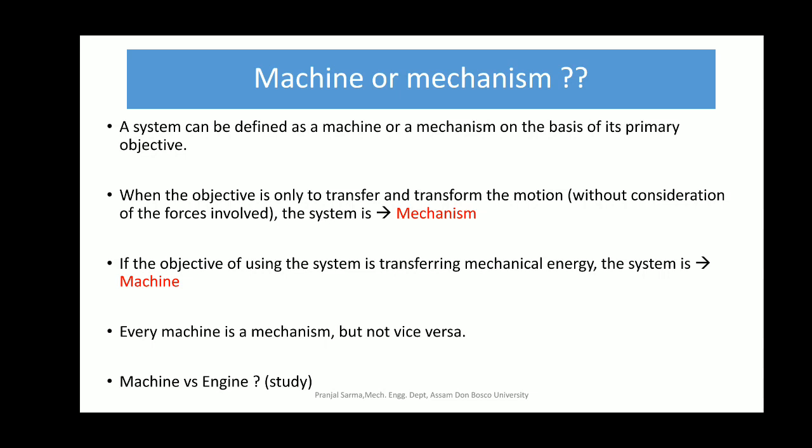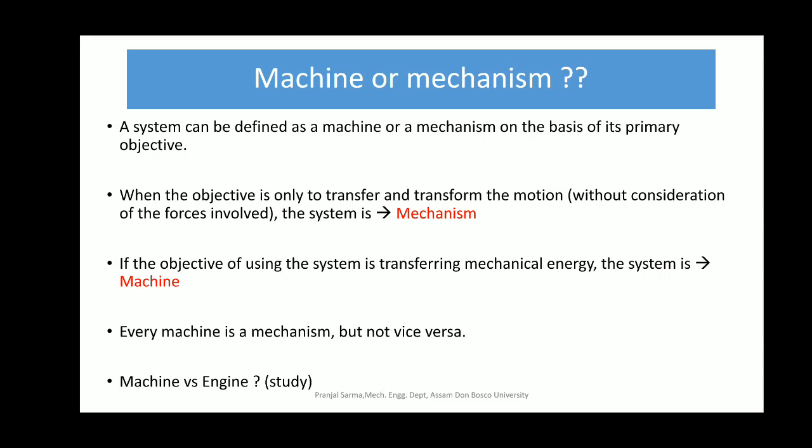When the objective is only to transfer and transform motion and we are not considering any forces, then the system is a mechanism. When our prime objective is transferring mechanical energy, we use the word machine, which is the more appropriate name. Very easily all of you can say that every machine is a mechanism, but not all mechanisms are machines. Already we have discussed that a machine is sometimes a single mechanism and most of the time a combination of mechanisms. That's why every machine is a mechanism, but every mechanism is not a machine.